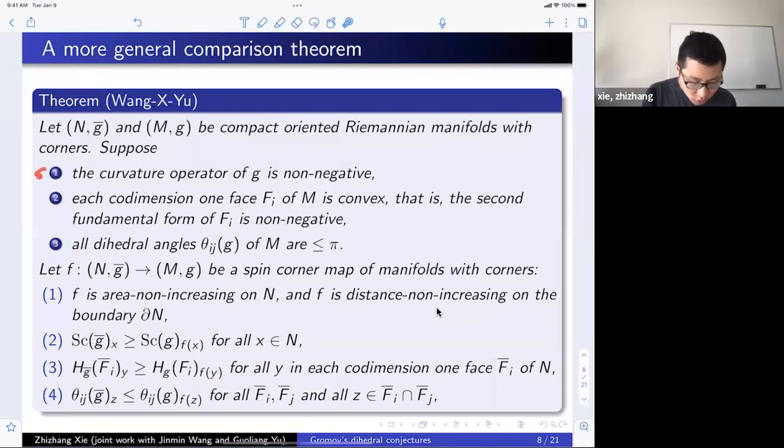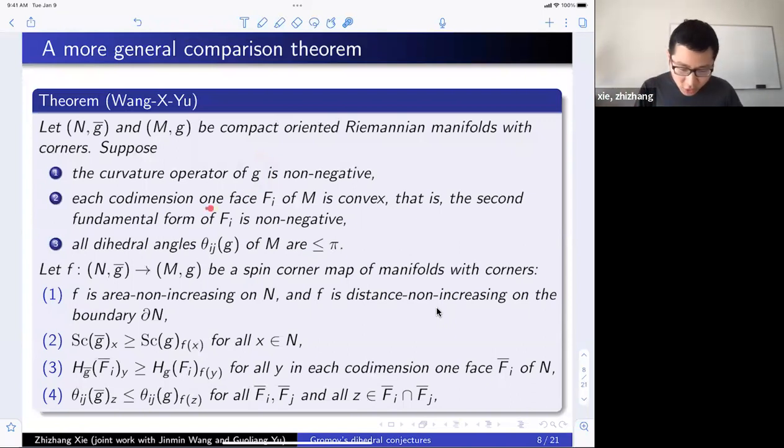So the first assumption is that the curvature operator of g is non-negative. All these three conditions are on the target. It's like our convex polyhedron, where all the geometric quantities in some sense are assumed on the target, when we want to say the target is rigid or extremal in this comparison context. So first, the curvature operator of g is non-negative. This is like saying, for the convex polyhedron, the curvature operator is basically 0, but you allow it to be greater than or equal to 0 in the general context.